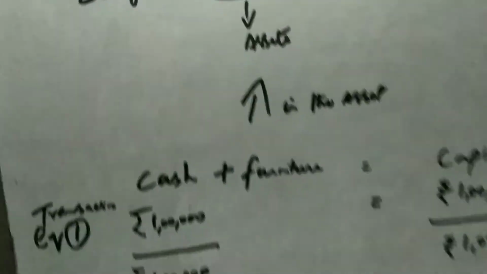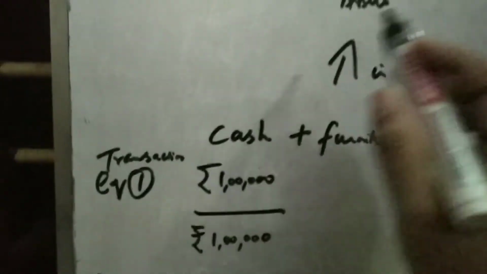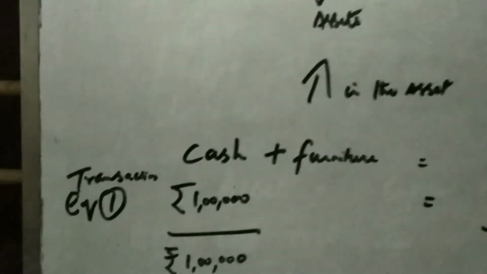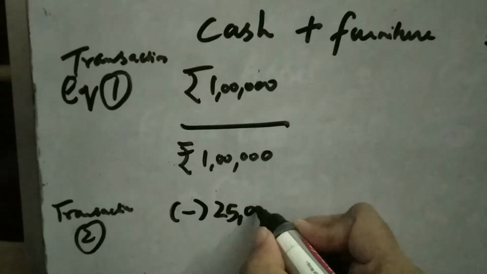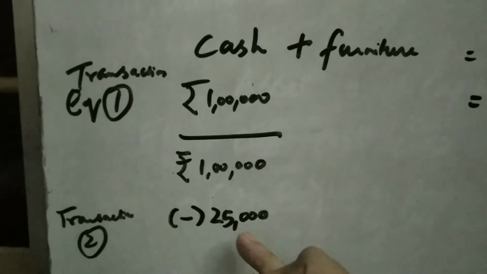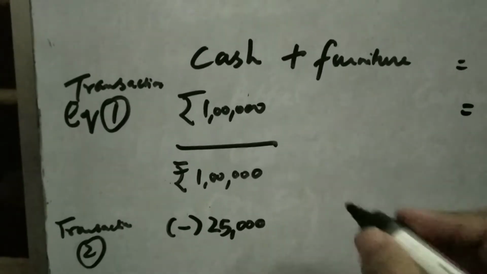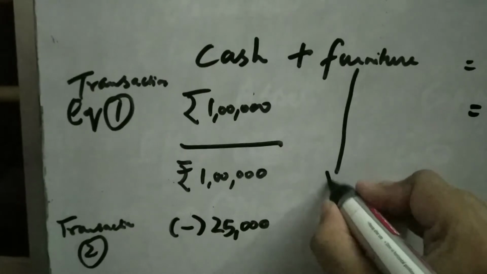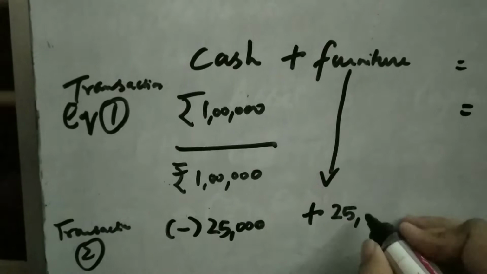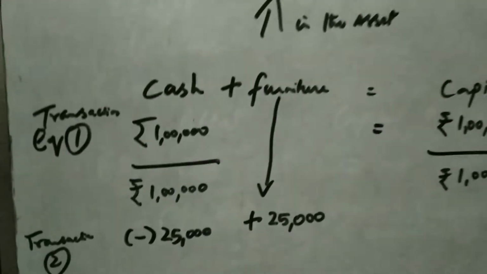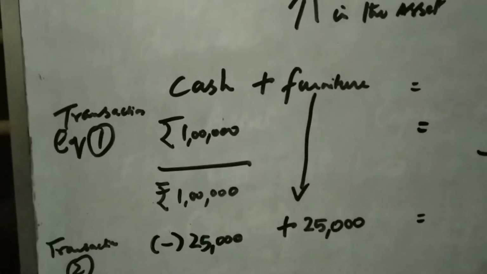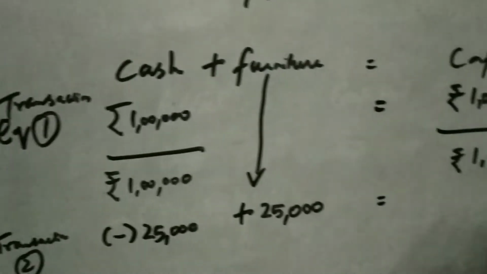So we are going to now bring the furniture in. You are going to buy the furniture, 25,000 as the cost of the furniture. So the cash is getting reduced to the extent of rupees 25,000. And there is an addition of 25,000 in the form of furniture. And here we are not going to do anything with the capital. The capital is going to remain the same.